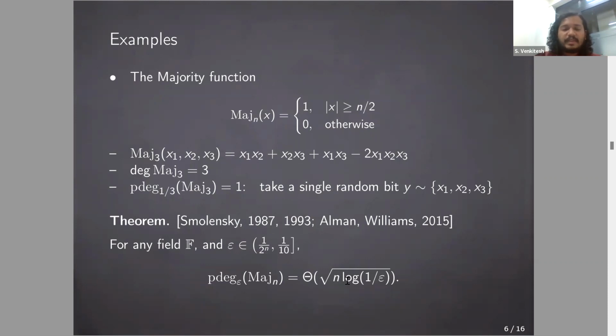Smolensky's result was specific to majority. Allman-Williams' result is not specific to majority. In fact, the upper bound of square root n log 1 over epsilon works for a large class of symmetric functions, a large class of Boolean functions. It's in fact true for all symmetric functions. We'll get to that in some time.